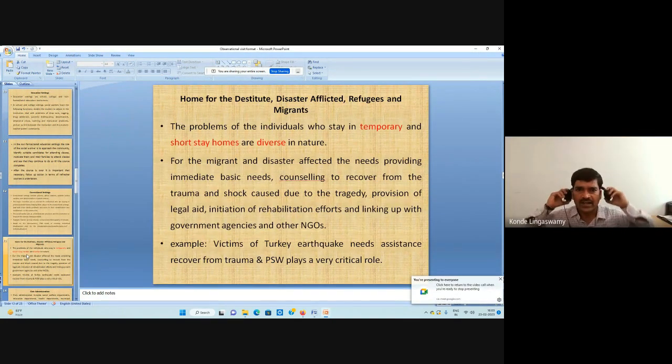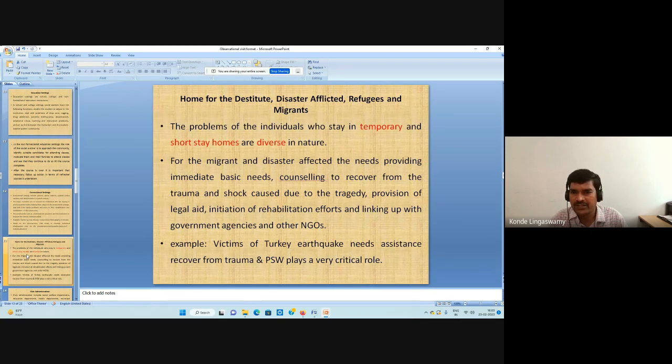Next, homes for destitutes, disaster afflicted, refugees and migrants. I think all of you know about the disaster afflicted, destitute, refugees and migrants.